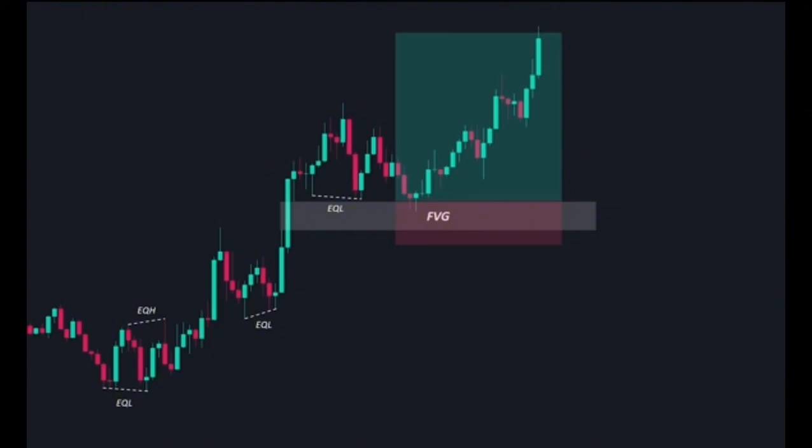Remember, more trades do not mean more profit. Waiting for high probability setups to appear and filtering out low quality ones is a skill that takes time and discipline to develop.